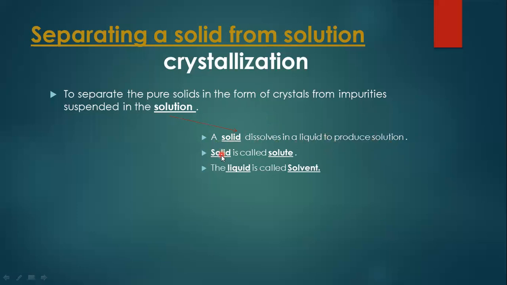Two important things related to the solution: the solid is called solute and the liquid is called solvent. In making a solution, solute and solvent are important factors. So solute is basically the solid particles and solvent is basically the liquid. So if we have a solution and we want to separate the pure solids from that solution, we use the technique that is called crystallization.